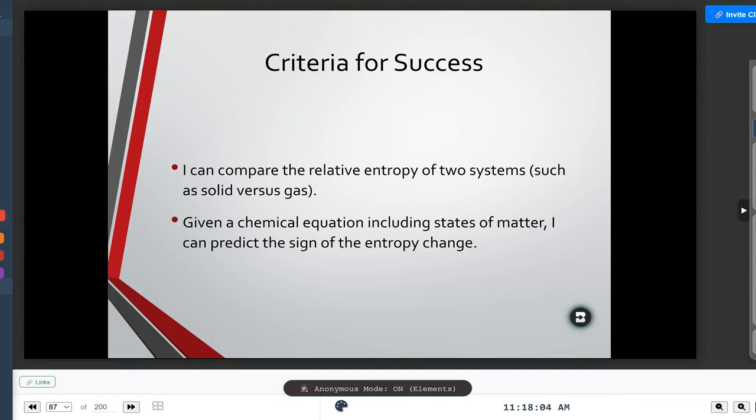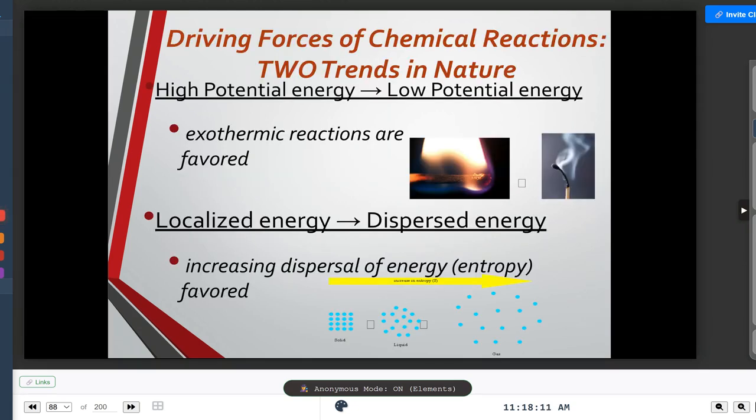Okay, so walking out here today, you're going to compare the relative entropy of two different systems, such as a solid versus a gas. And then if I give you a chemical equation, which is going to include states of matter, you're going to predict the sign of the entropy change.